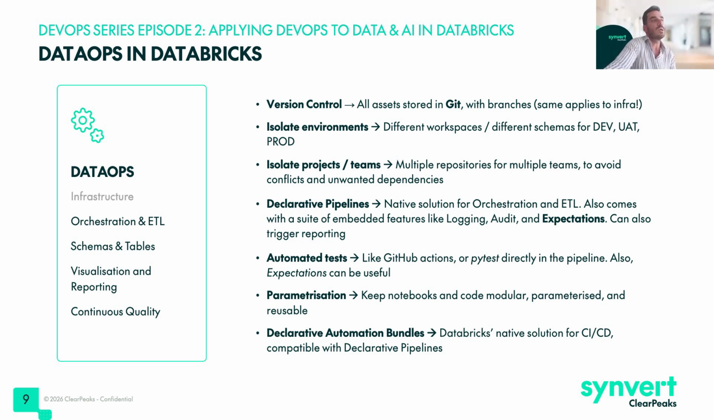And finally, we can also use declarative automation bundles. Nowadays, just like declarative pipelines are becoming the go-to standard, declarative automation bundles are also becoming a standard in Databricks, and they somehow replace the classic CI/CD with Git. They are a way in which you can actually deploy declarative pipelines in a very governed and, let's say, DevOps compliant way. So they're really something to look for.